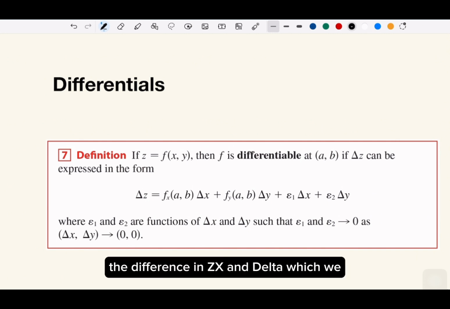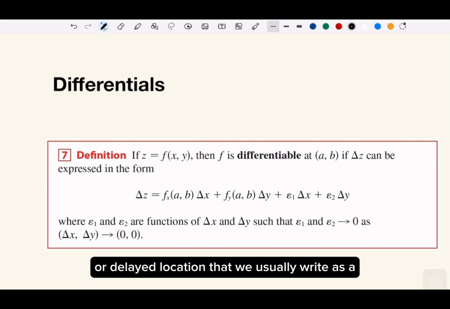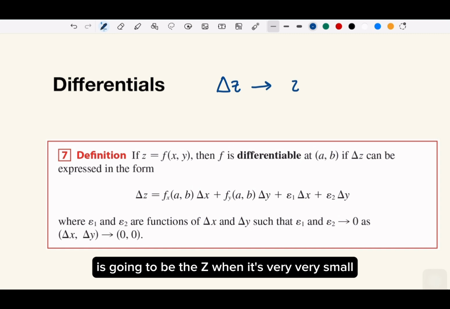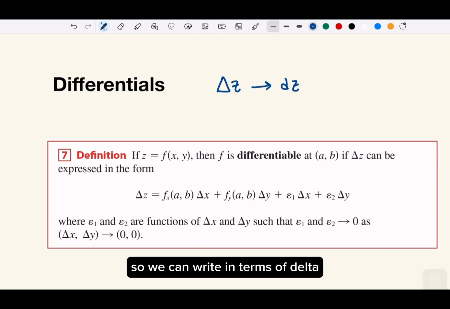The delta is getting smaller and smaller. This delta here we can write as a d, the notation that we usually write. So delta z is going to be dz when it's very, very small. So we can write in terms of delta.